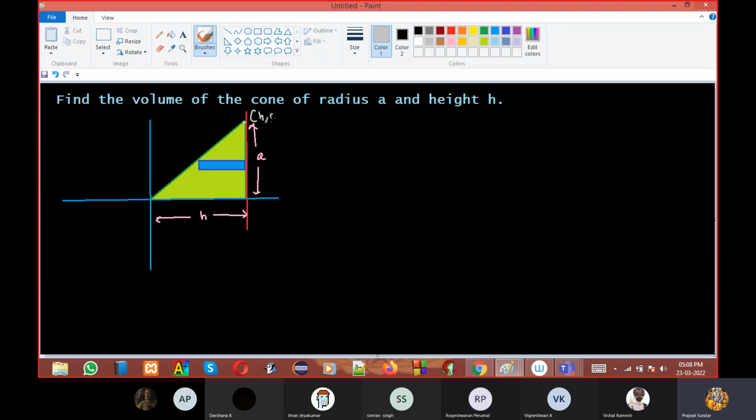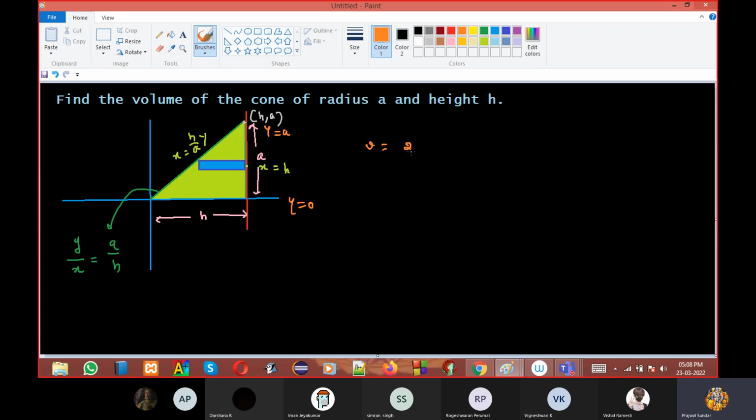This point is (h, a). So the equation of this line is what? Use (y minus y1) by (x minus x1) equals (y2 minus y1) by (x2 minus x1). Okay, so x is varying from (h by a) into y to x equal to h, and y is varying from 0 to a.